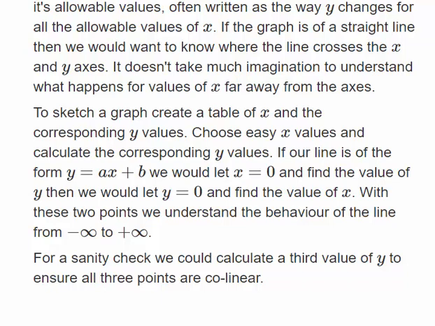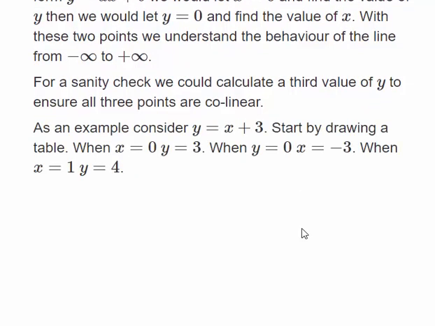We need 2 points to draw a straight line, and the easiest 2 points are often when x equals 0 and when y equals 0. For a sanity check, we could add a third point to make sure that the 3 points are collinear. As an example, let's take y equals x plus 3. When x equals 0, y equals 3. When y equals 0, x equals minus 3. And when x equals 1, y equals 4.